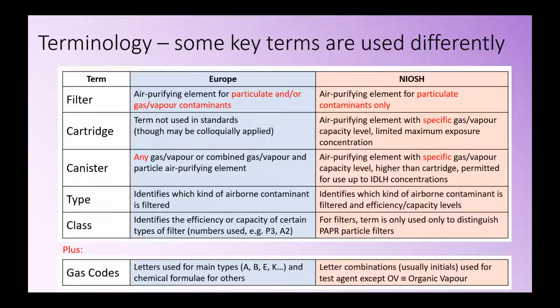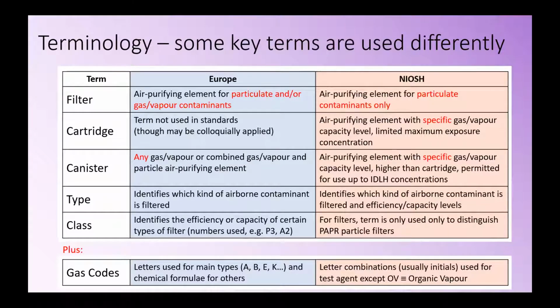In Europe, again, we throw canister around to mean any kind of filter. At least that's what I've been doing. Whereas in North America, cartridge is a specific type of capacity level that has certain limits on it as well. And canister is a different and generally higher capacity level that allows use up to immediately dangerous to life and health concentrations. And the words type and class are used slightly differently as well. In Europe, it's just the kind of contaminant that's removed, whereas in NIOSH it means both type and capacity.